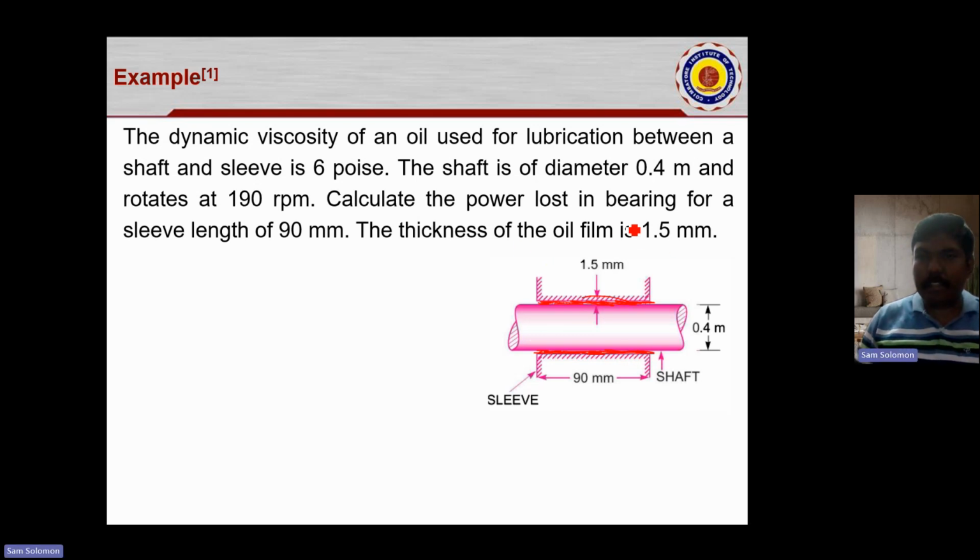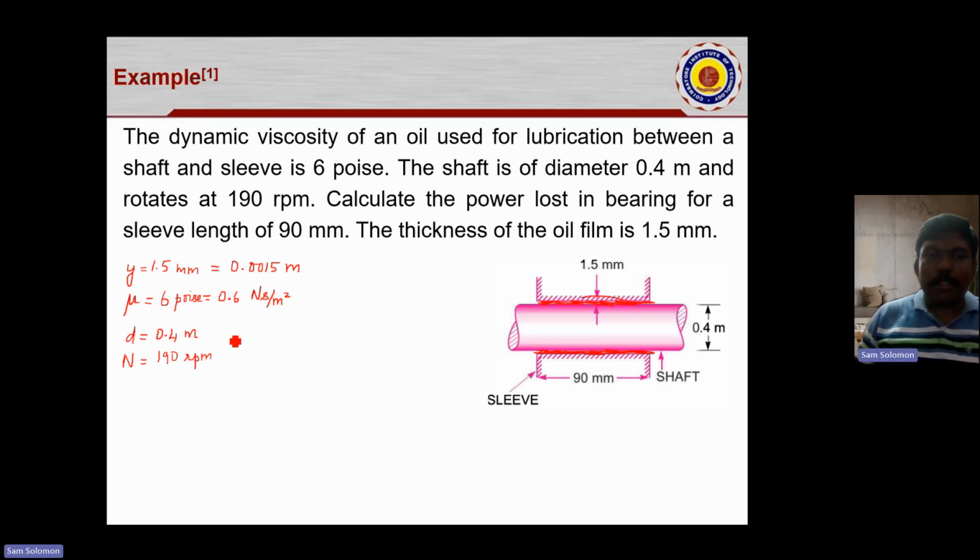And that is what is given as the thickness of the oil film, that is 1.5 mm. So which is what we can take as y. Y is 1.5 mm, which is going to be 0.0015 meters. Okay. And they have said that the dynamic viscosity of the oil is 6 poise. So if we are going to divide it by 10, that is going to be 0.6 Newton second per meter square. The shaft has a diameter of 0.4 meters. So diameter of the shaft is 0.4 meters. And the shaft rotates at 190 RPM.